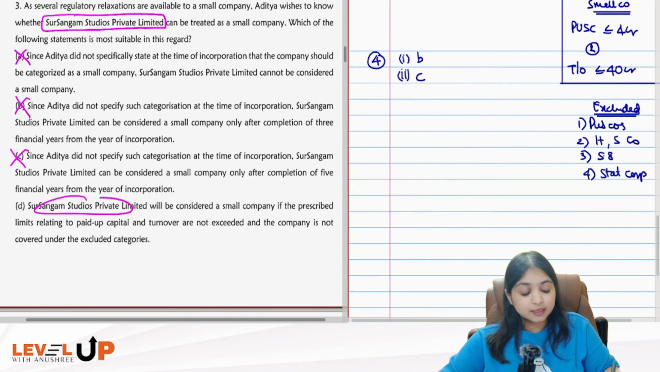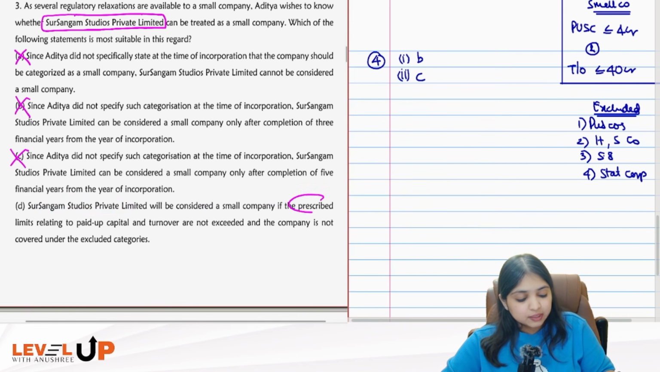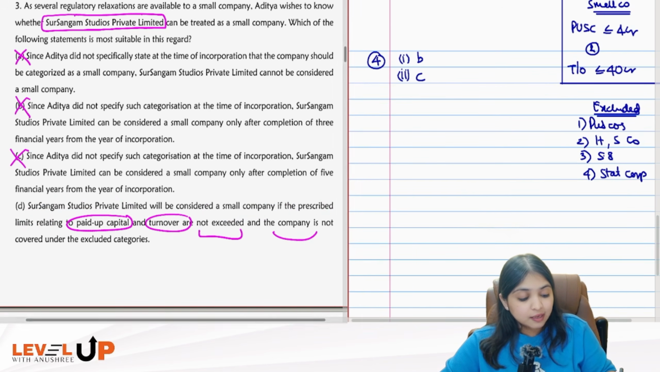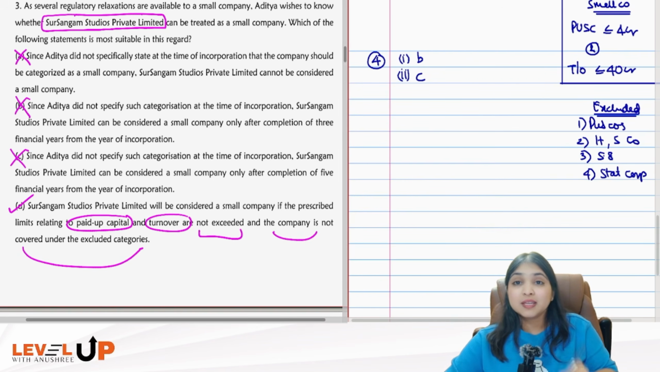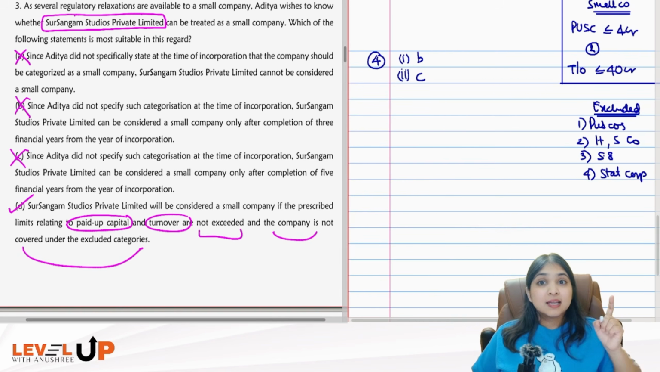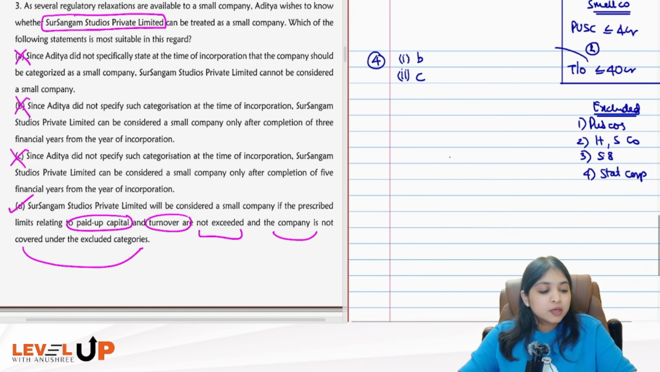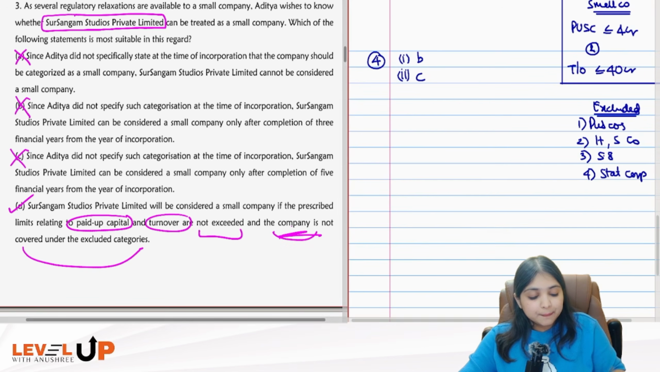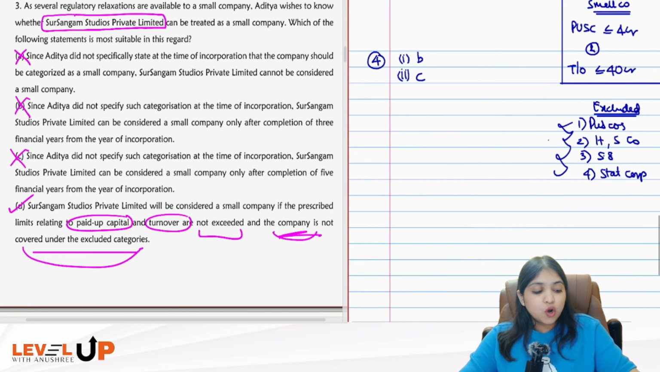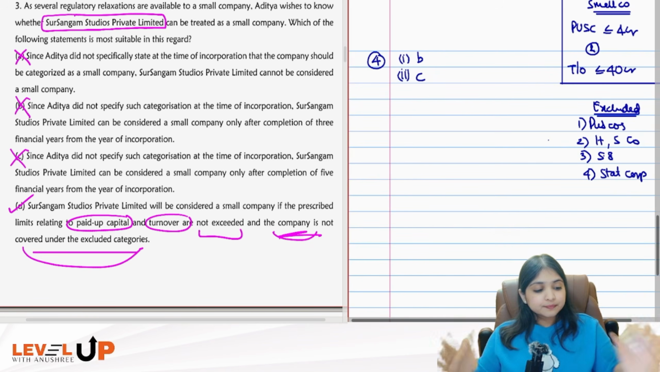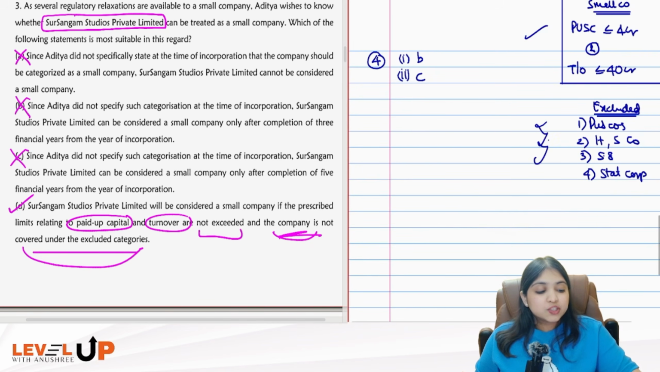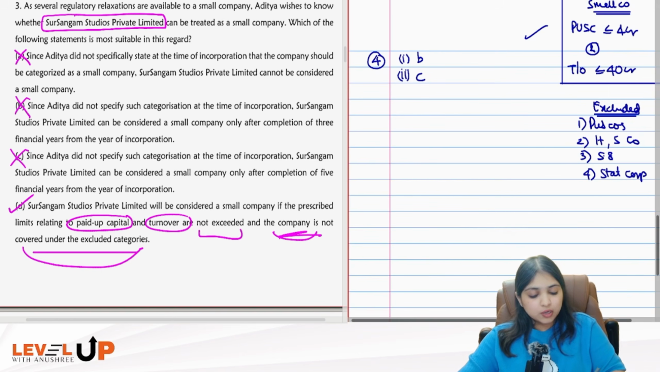Sursangam Studios Private Limited will be considered a small company if the prescribed limits relating to paid up capital and turnover are not exceeded and the company is not covered under excluded categories. Yes, guys, option D. Option D says this company will be a small company if its paid up capital and turnover has not exceeded the limit. Yes, paid up capital has to be within 4 crores, turnover has to be within 40 crores, and also company is not an excluded company. Company should not come under any of these 4. Perfectly right. Only if this limit is fulfilled and the company is not coming under the exclusions, only then it can be a small company. So my answer to the third subdivision is going to be option D.